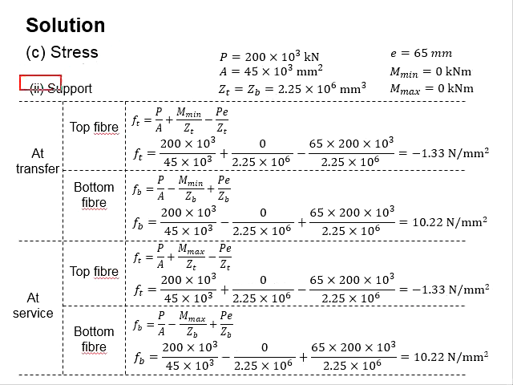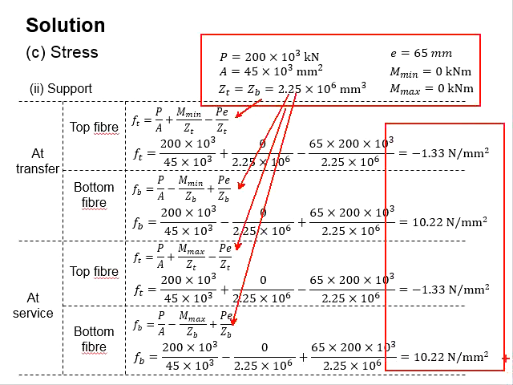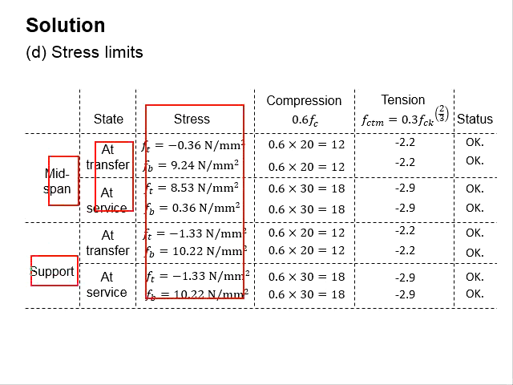Next, you determine the stress at the support of the beam. There is an eccentricity, but there is no moment at the support of the simply supported beam. Substitute the relevant values into the equations. These values are obtained. The stresses at the transfer and service for the midspan and support are listed here.